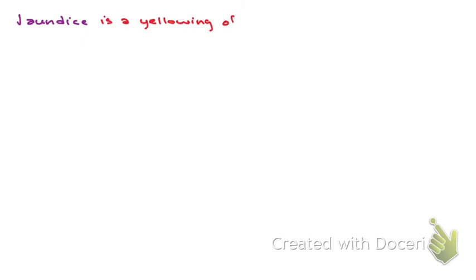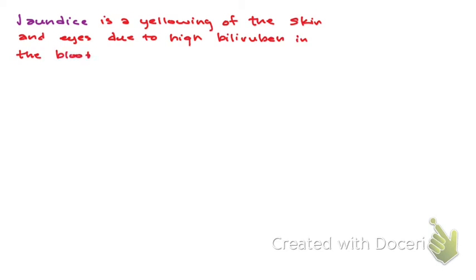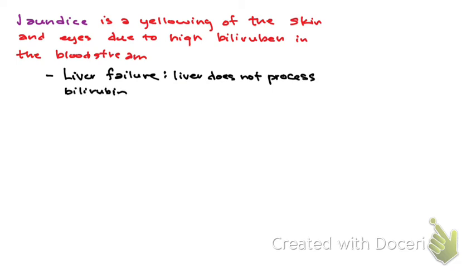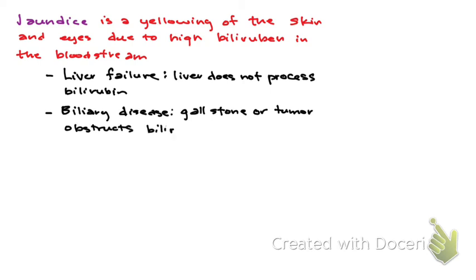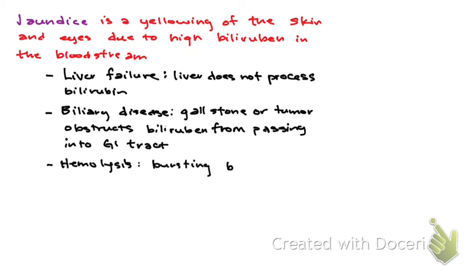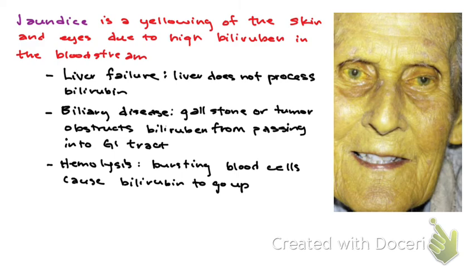Jaundice refers to a yellowing of the skin and eyes due to a high bilirubin level in the bloodstream. This can be from liver failure, in which the liver does not process the bilirubin. It can be from biliary disease, in which a gallstone or a tumor obstructs bilirubin from passing from the gallbladder into the GI tract. Or it can be from hemolysis, which is bursting of the red blood cells, causing the bilirubin to go up in the bloodstream. You can see that this gentleman has a very yellow color to his skin.